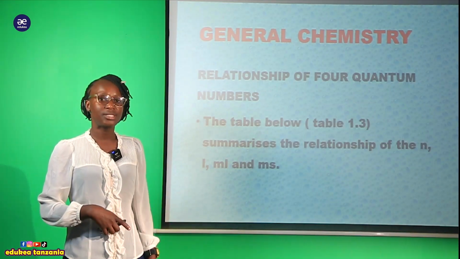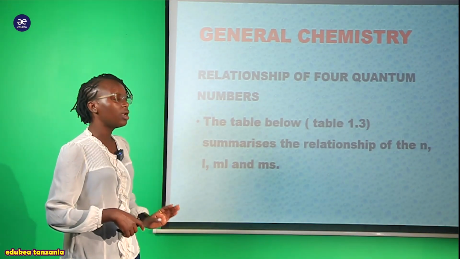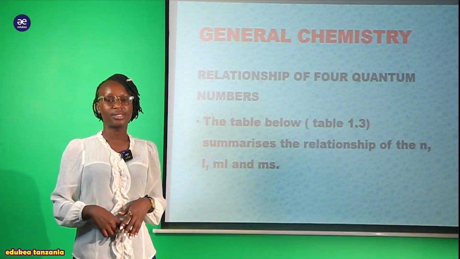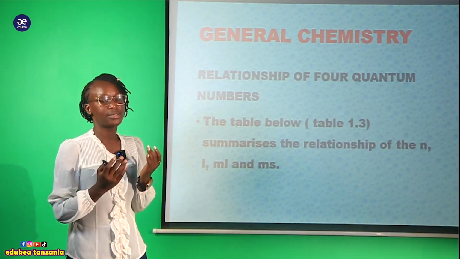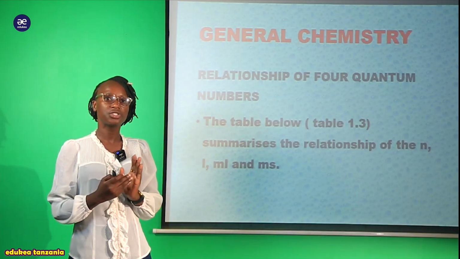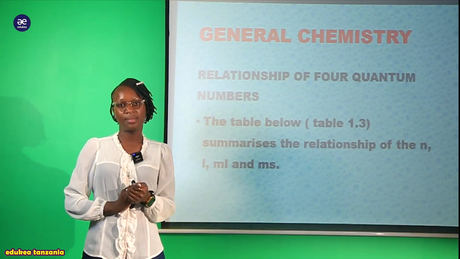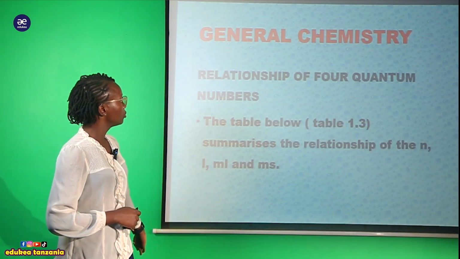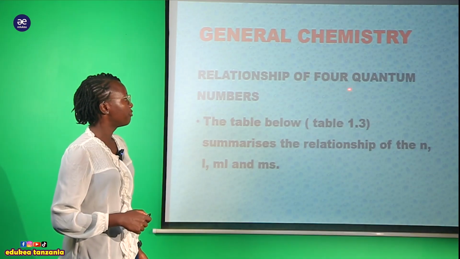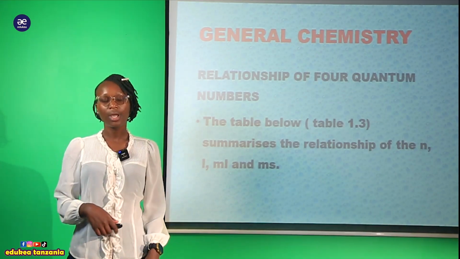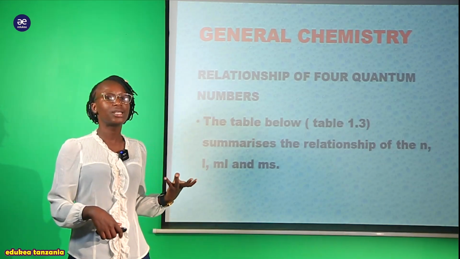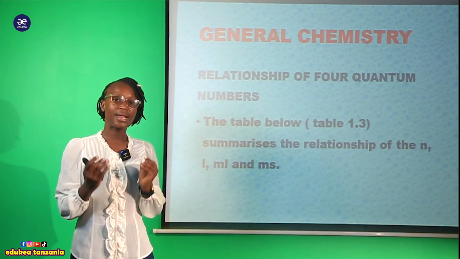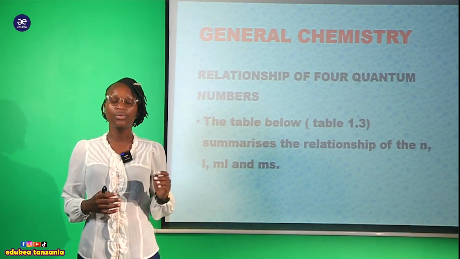So now my student, after discussing all those categories, now we have to check the summary which shows the relationship of those quantum numbers. So for today, we're going to learn on the relationship of four quantum numbers. Kwamba tunaenda kuona just a summary in the table. How do these quantum numbers relate to each other?